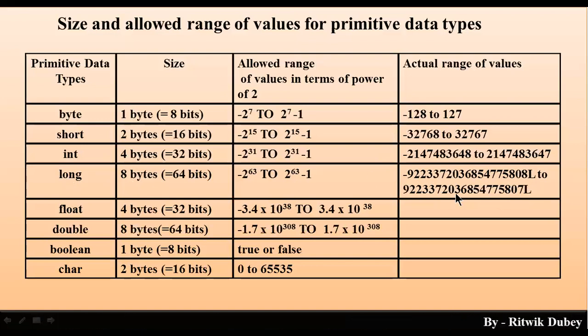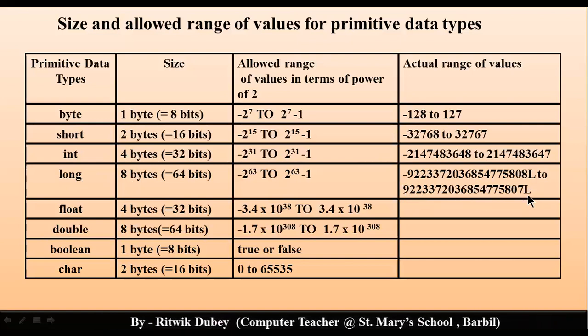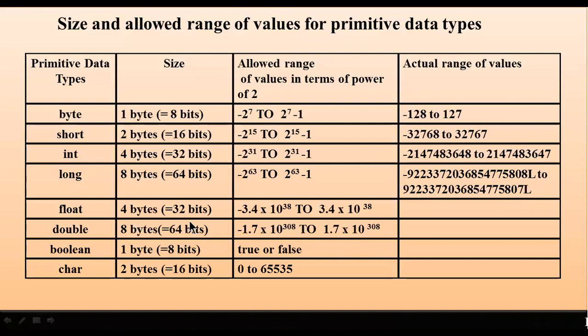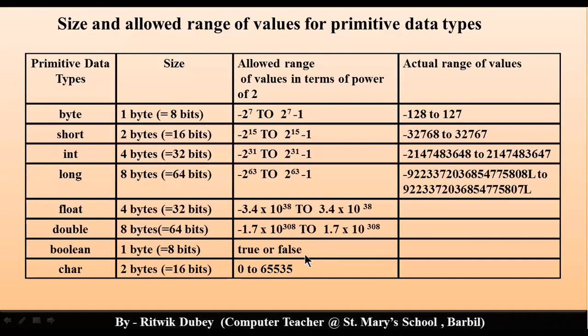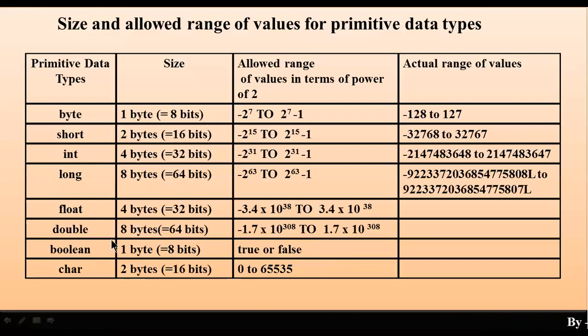Okay, and in positive, the maximum value is 9223372036854775807. Okay, and this is the range for float and double. And for Boolean, we have no numeric value; it is only true or false. Okay, if you declare a variable with data type Boolean, you can store either true or false.